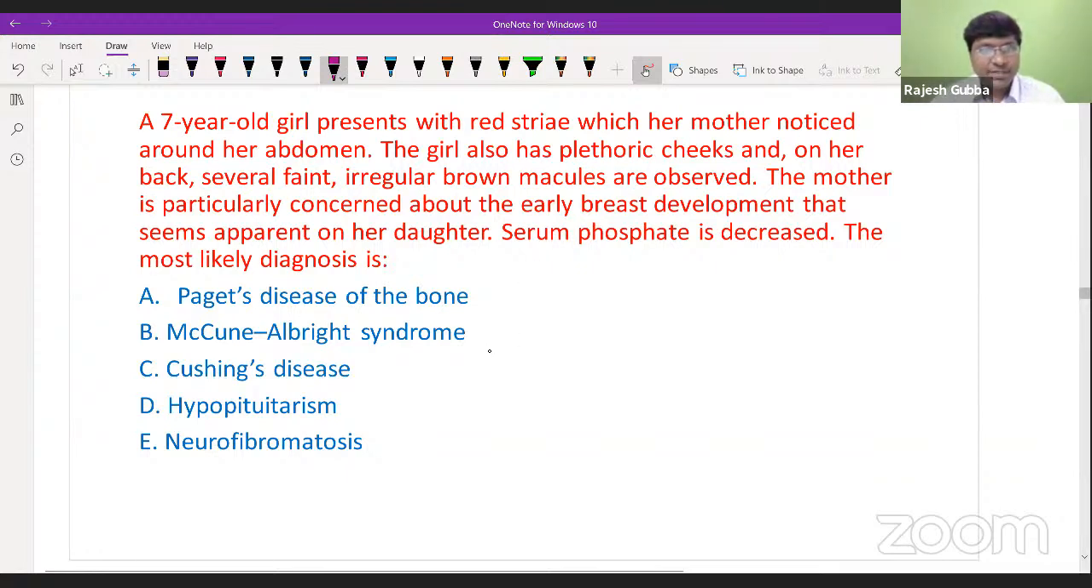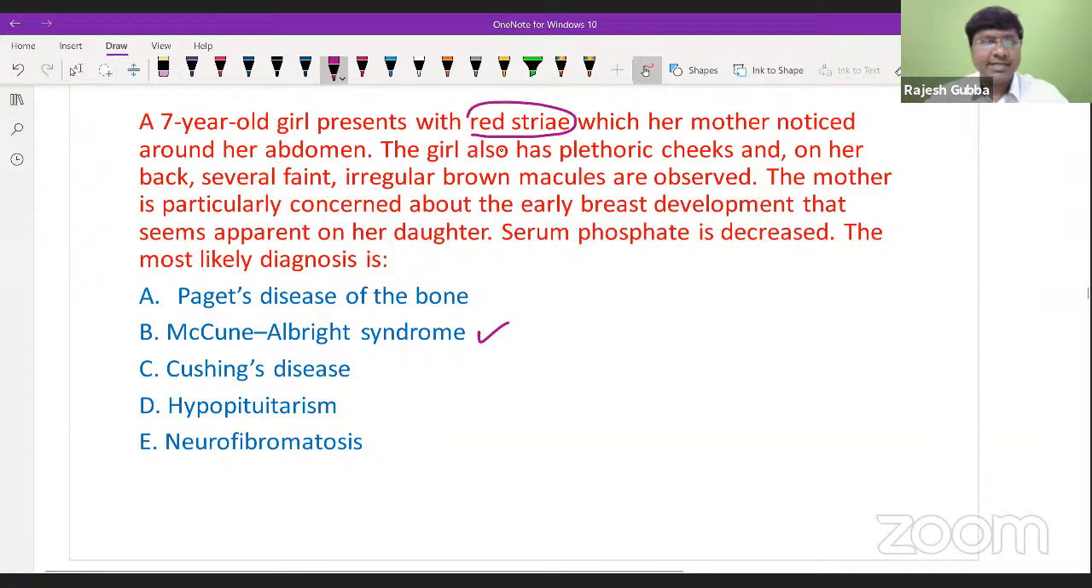The answer to this particular question is McCune-Albright syndrome. Now, why is it McCune-Albright syndrome? Let me explain in detail. McCune-Albright syndrome is a genetic disorder that causes uncontrolled secretion of a number of endocrine glands, causing abnormalities in the skin. There can be abnormality within the skin.